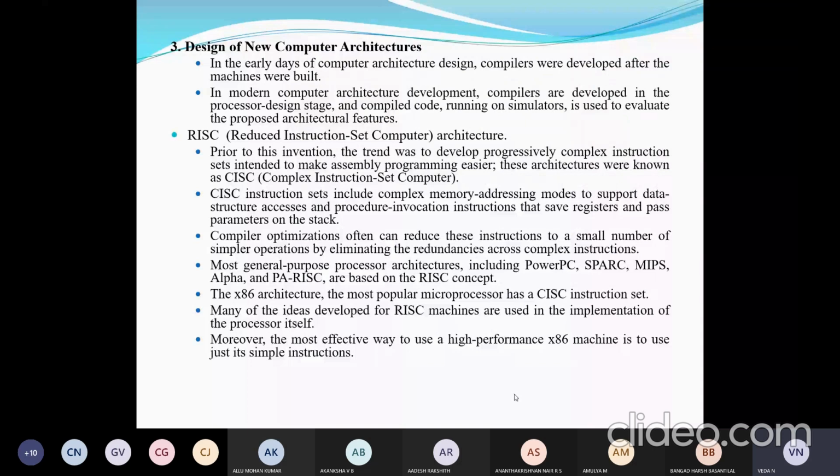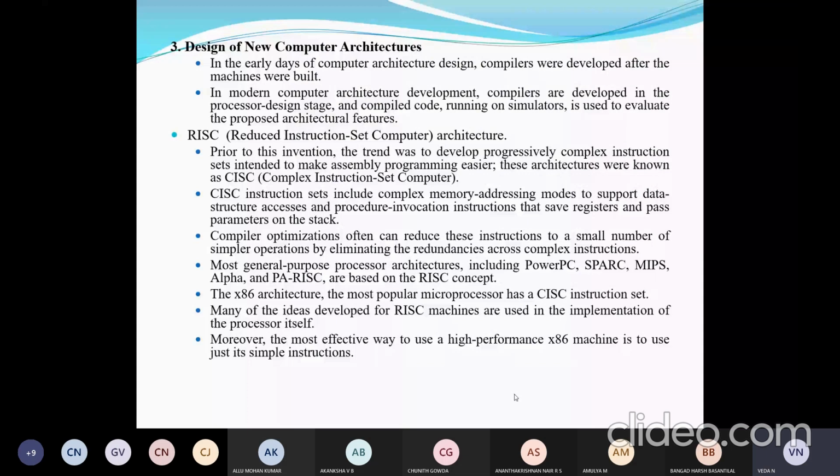And there are always two instruction sets. CISC, whose full form is complex instruction set computer, was previously used. Now the reduced instruction set computer architecture is actually being used. The CISC instruction set includes complex memory addressing modes to support data structure accesses, and instructions that save registers and pass parameters on the stack.